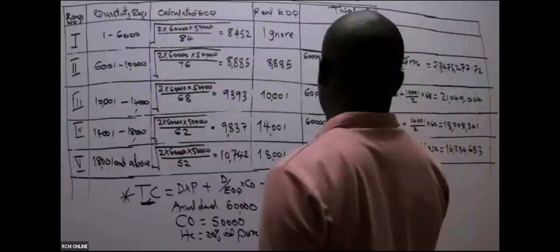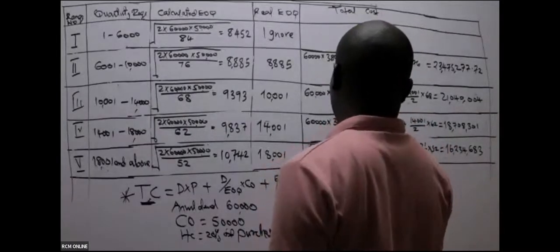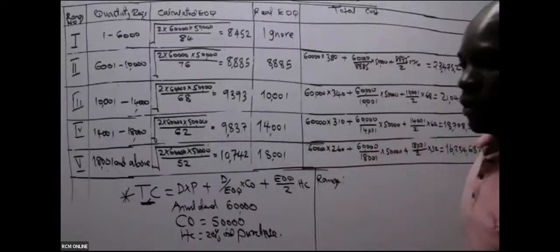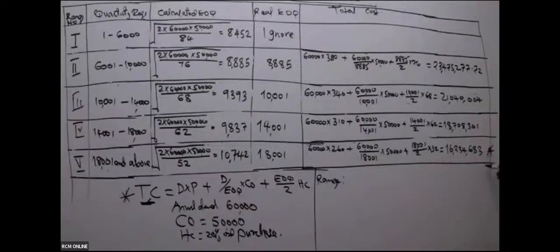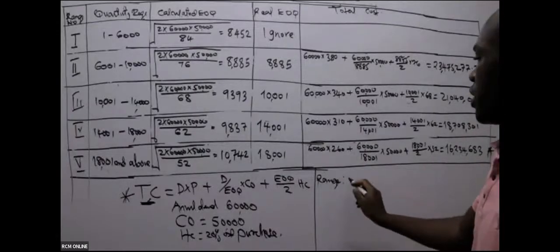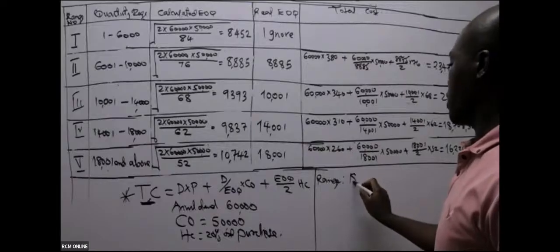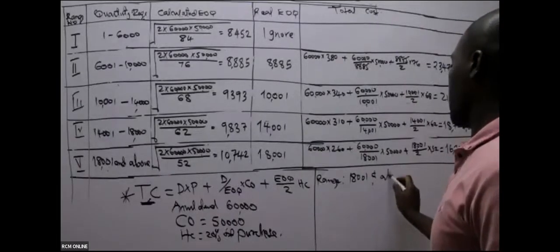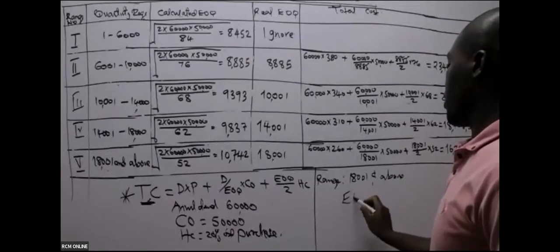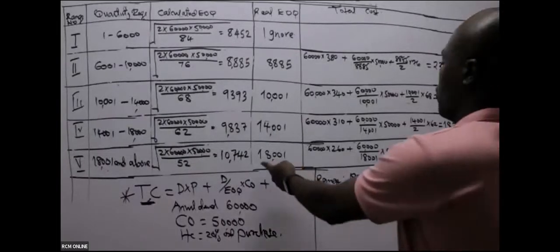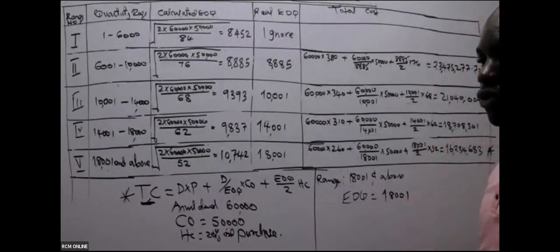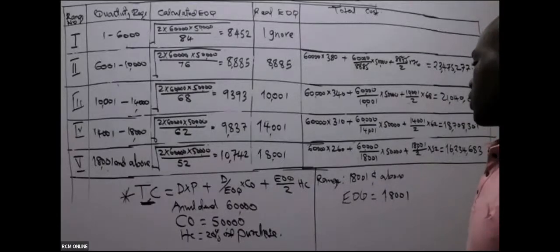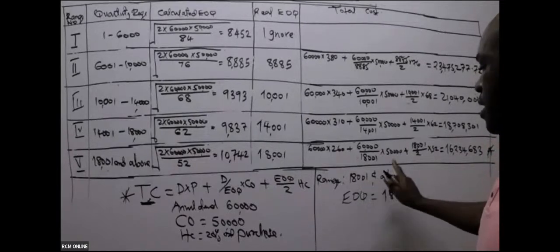Range, product, range that will minimize cost. So to this one here, give us the lowest cost. So the range here is 18,001 and above. Then now the specific economic order quantity is equal to 18,001. So this is the specific, but the range is 18,001 and above.